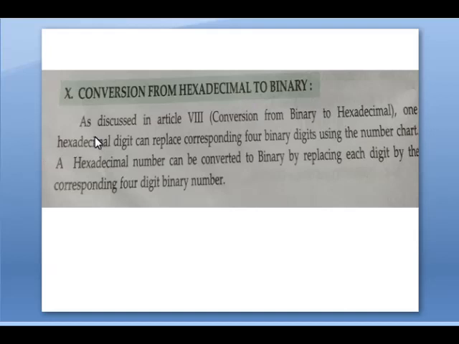As discussed in the article on conversion from binary to hexadecimal, one hexadecimal digit can replace the corresponding 4 binary digits using the number chart. I told you, don't memorize the number chart. Try to write the binary numbers by yourself. A hexadecimal number can be converted to binary by replacing each digit by the corresponding 4-digit binary number.